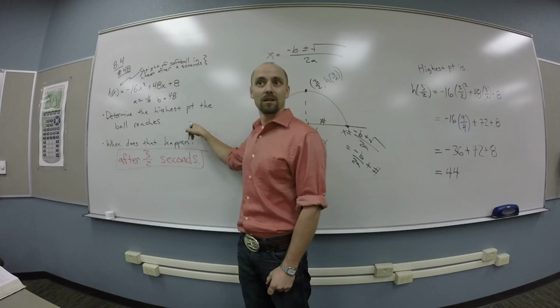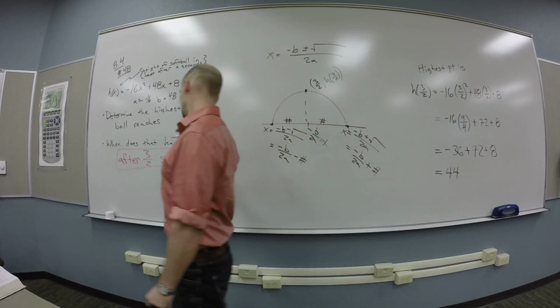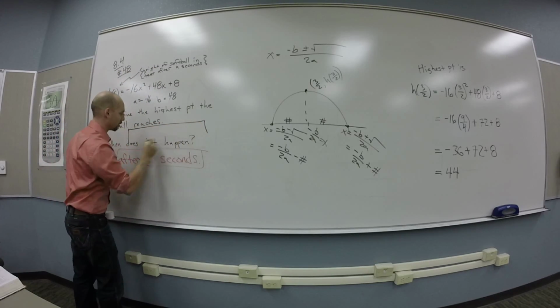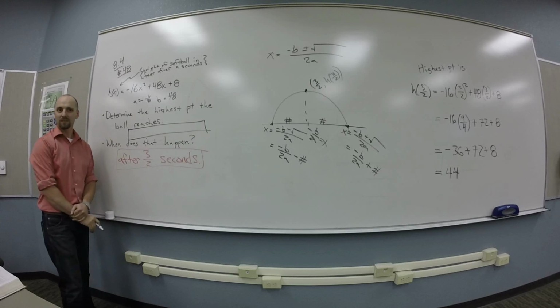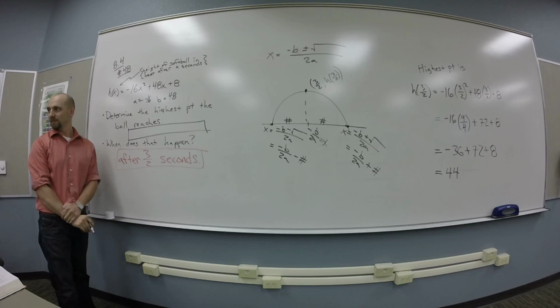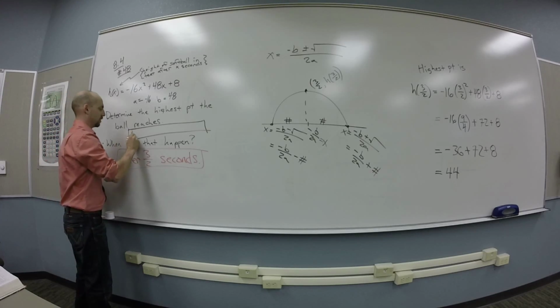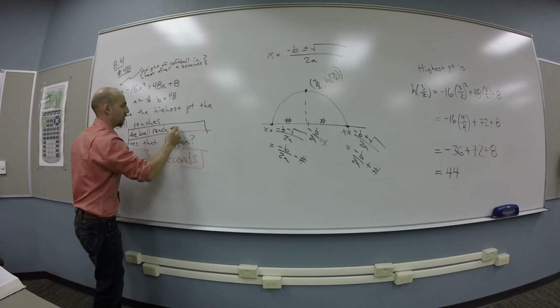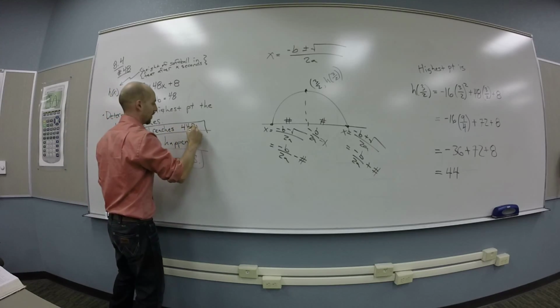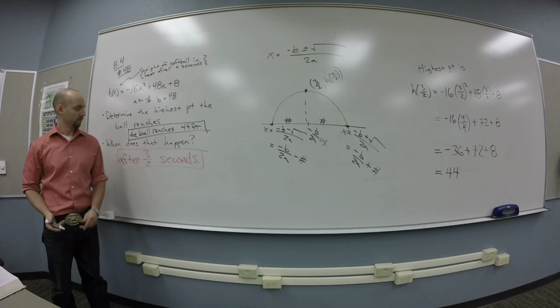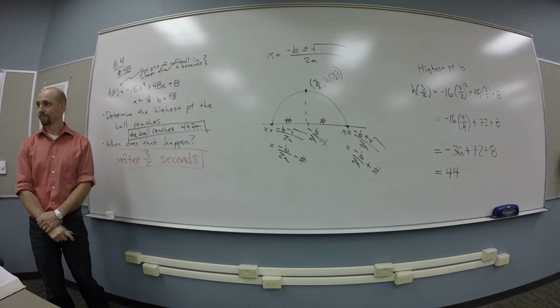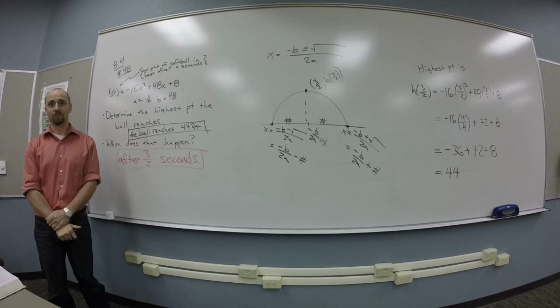Wait, what's 44? The highest point in feet. Okay, so what do I say there? In other words, what little sentence do I write? The highest point is 44 feet. Yeah. So the ball reaches 44 feet. I don't know why I wrote that answer in red and this one in black. Cool.